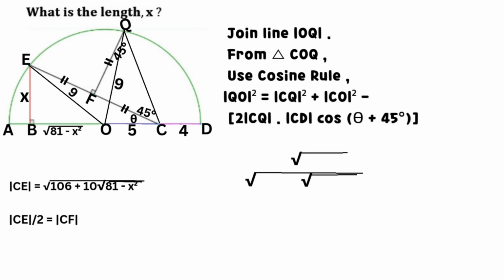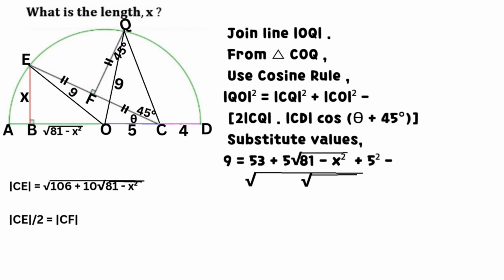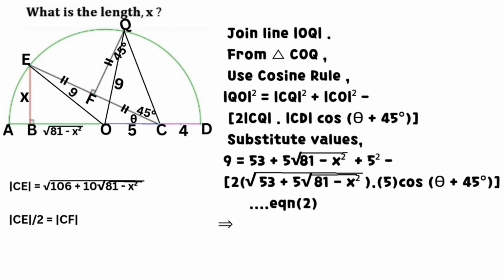Join line OQ. From triangle COQ, use the cosine rule. The square of line QO equals the sum of the square of line CQ and the square of line CO minus 2 times the product of line CQ and line CO times cosine of theta plus 45 degrees. Substitute values. We obtain a new equation as shown on the screen. We call it equation 2.